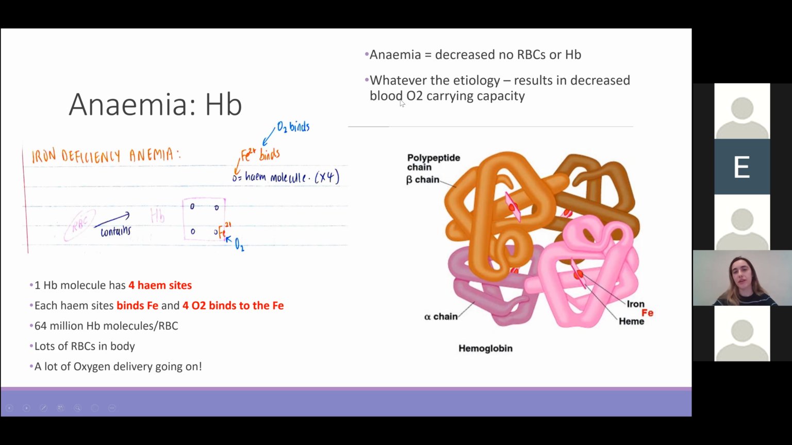So in terms of the definition, anemia is just when you have decreased numbers of red blood cells or hemoglobin. And whatever the cause, as you'll see, there are a lot of causes, it just results in decreased oxygen carrying capacity to the tissues.